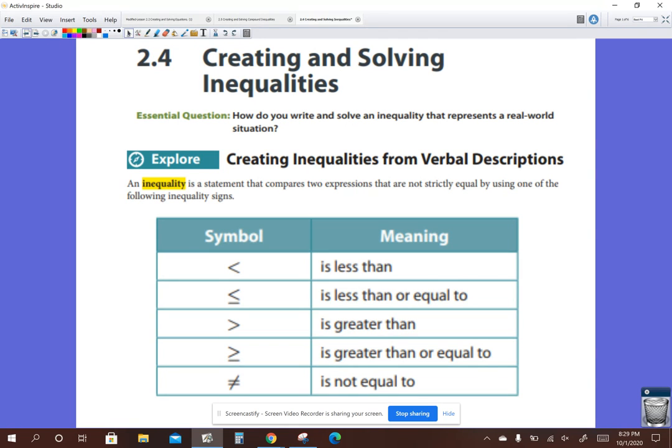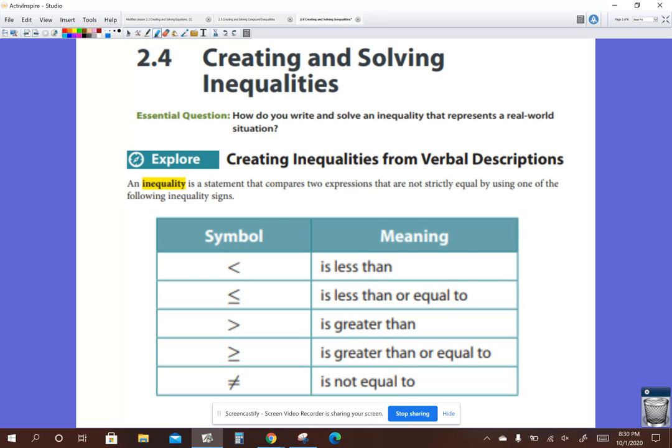An inequality is a statement that compares two expressions that are not strictly equal by using one of the following inequality signs. We have the symbol is less than on the left hand side, and we have is less than or equal to, is greater than or equal to, and it's not equal to.